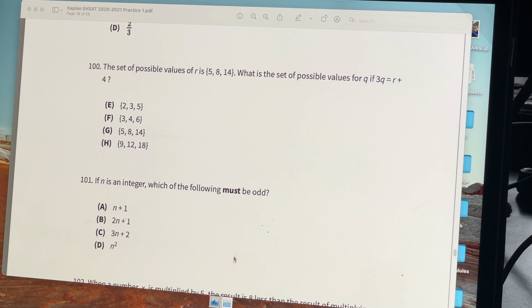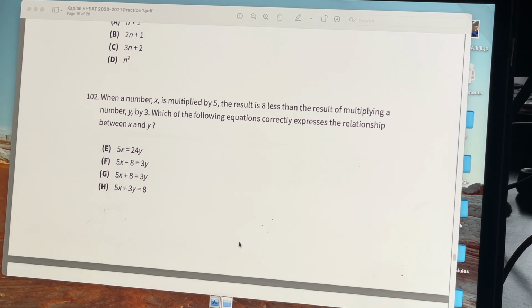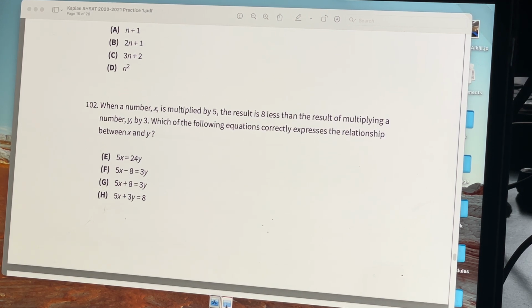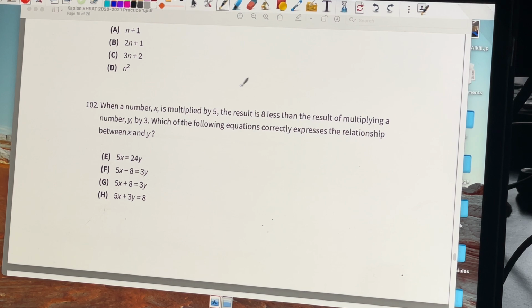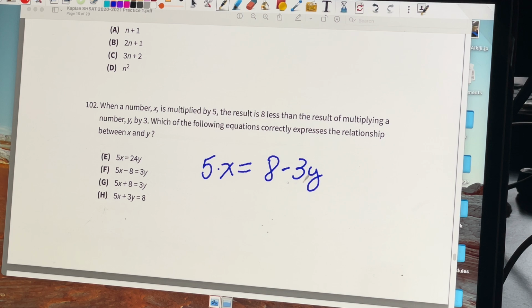101, 102. All right. For number x, we've got to translate this into an algebraic expression. If a number x is multiplied by 5, or 5 times x, the result equals 8 less than the result of multiplying a number y by 3. Do I have anything that looks like this over here?